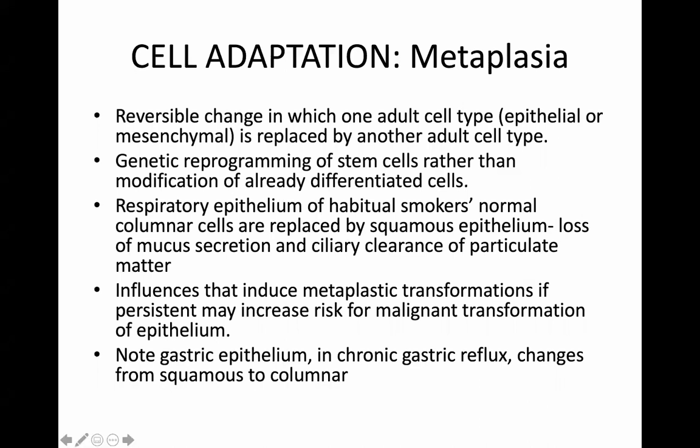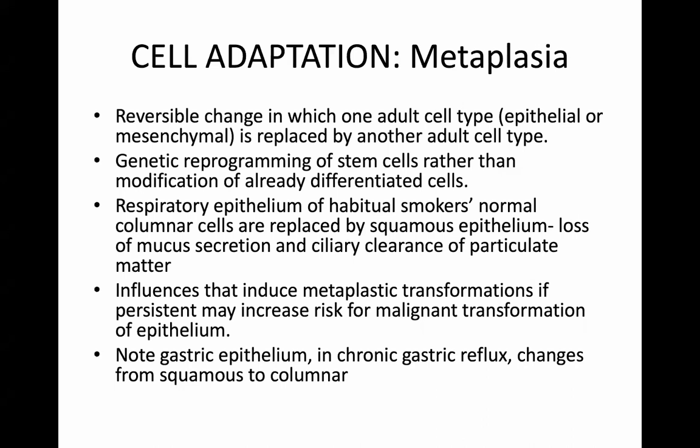Thank you. So let's quickly describe metaplasia. Metaplasia is a reversible change in which one adult cell type, epithelial or mesenchymal, is replaced by another adult cell type. In this type of cellular adaptation, cells sensitive to a particular stress are replaced by other cell types that are better able to withstand the adverse environmental influence that we're trying to escape.